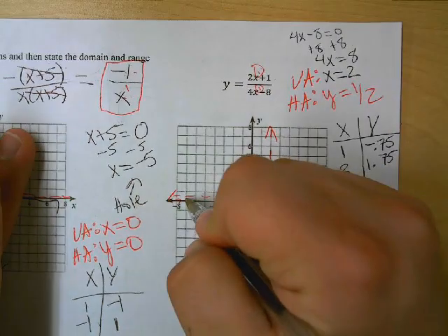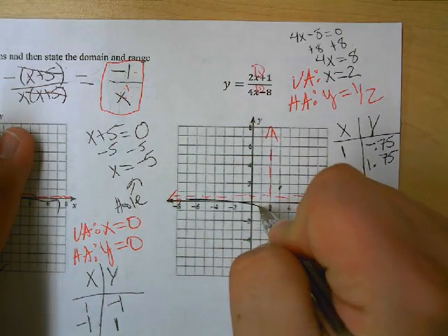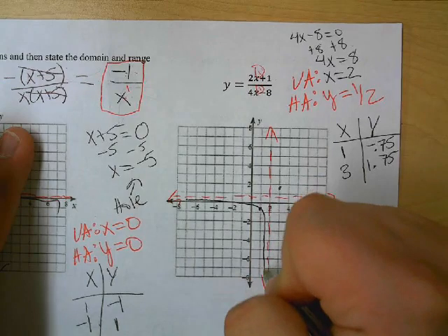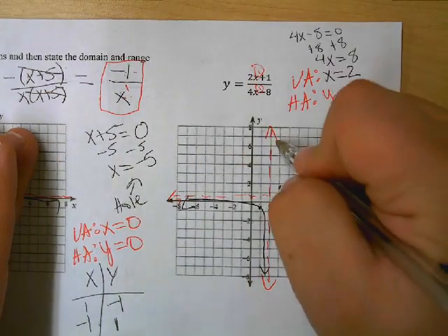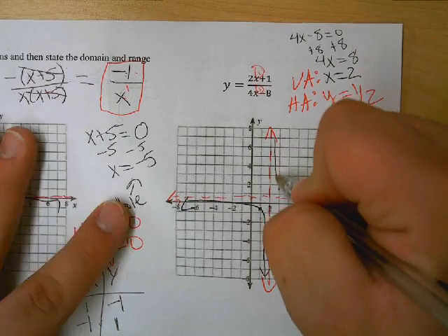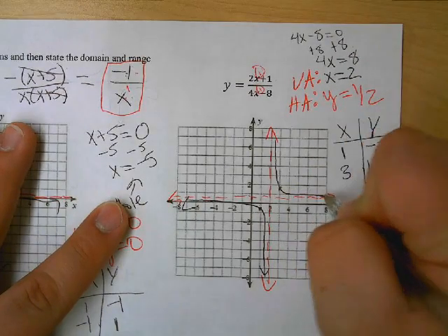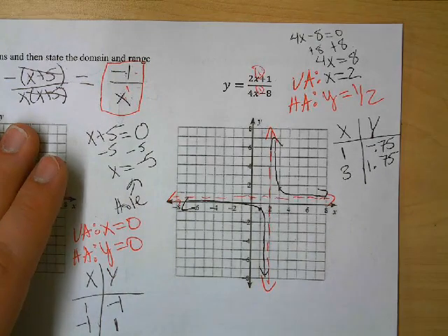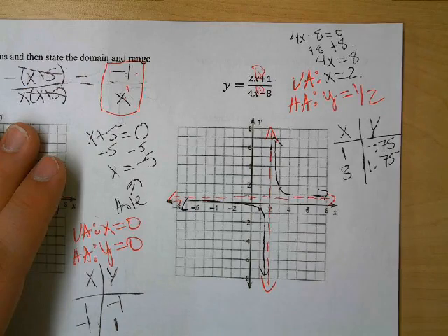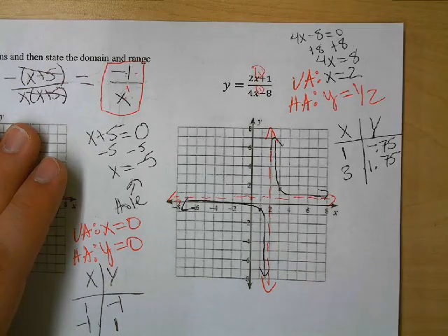Now I can draw my branches in. And there weren't any holes to worry about this time, so we don't need to worry about those. And then, yeah. That's what this graph looks like. Does that make sense? Pretty quick and easy.